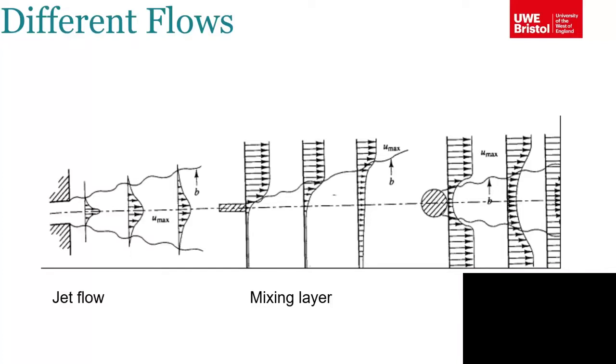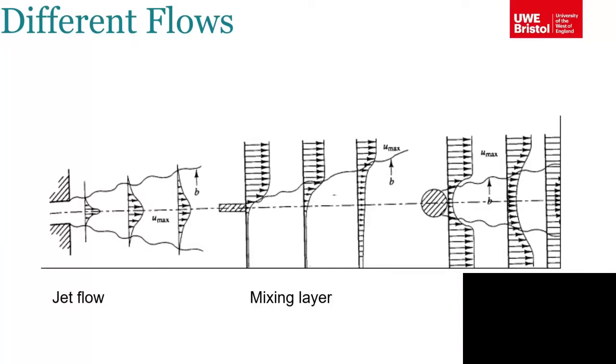In a mixing layer, you have basically no flow here and you have a flow there, so that mixes here. It's like you have water and another flow of water coming over it. So then you have a mixing layer forming here.